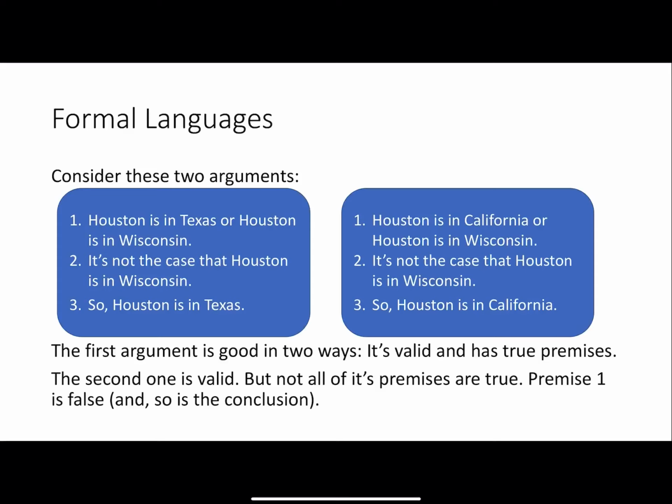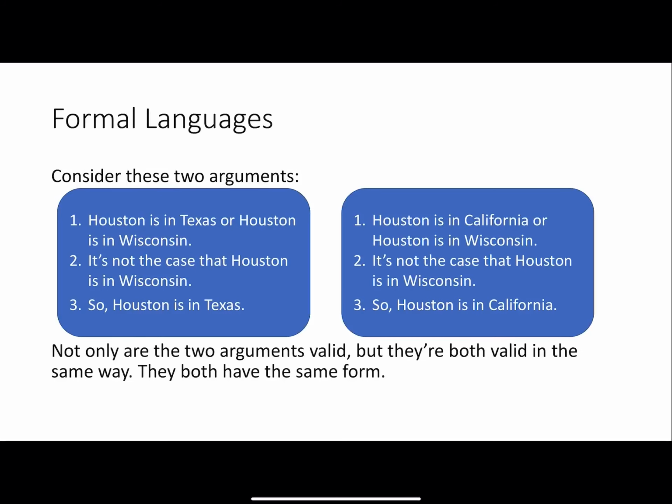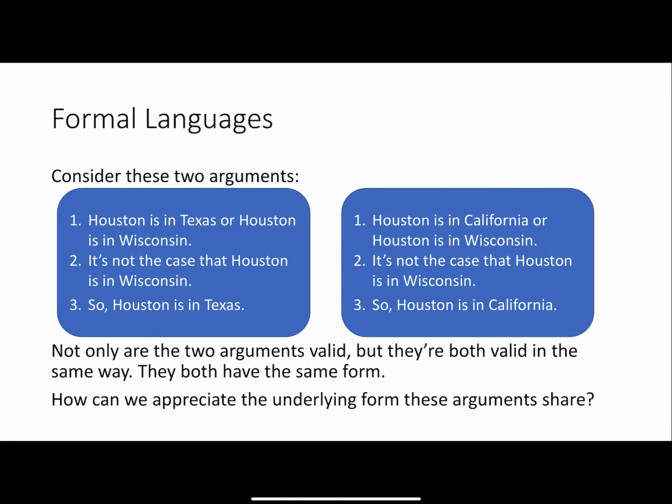But how can we appreciate the underlying form or structure that these arguments have in common that leads them both to be valid without getting hung up on the actual falsity of some of the premises in argument 2? Recall the other day when we talked about validity, we had trouble moving away from the actual truth and falsity of sentences to determine what would be the case were those sentences true. Well, I think when it comes to appreciating what the arguments have in common, we should recognize that not only are the two arguments valid, but that they're both valid in the same way. They both have the same form or the same underlying structure. But how can we appreciate the underlying form that these arguments share while extracting away from the falseness of a few of the premises in the second argument?